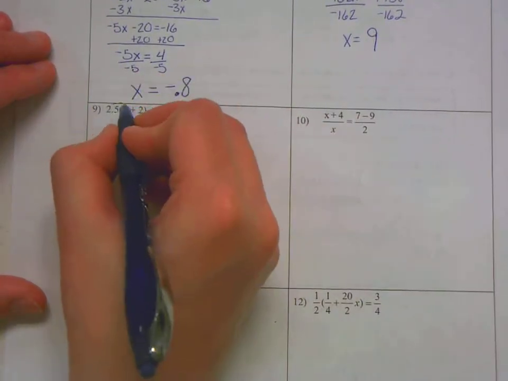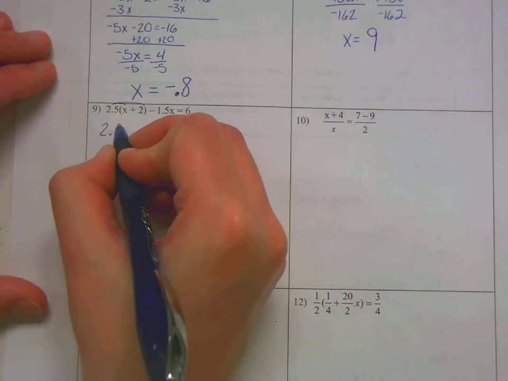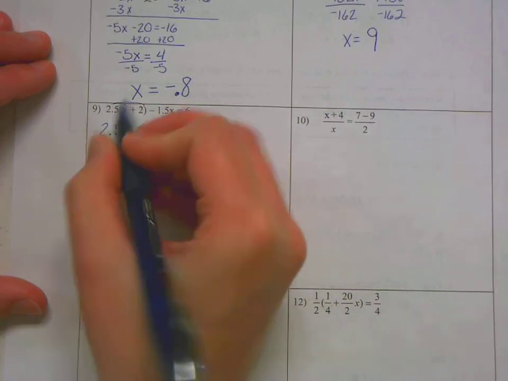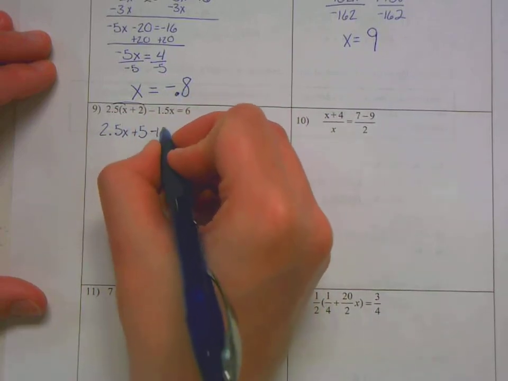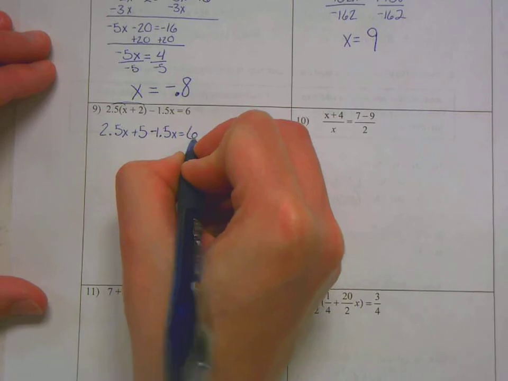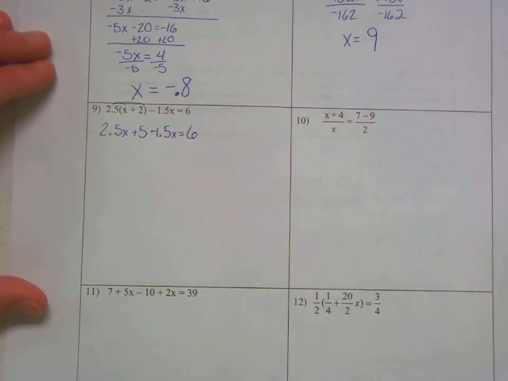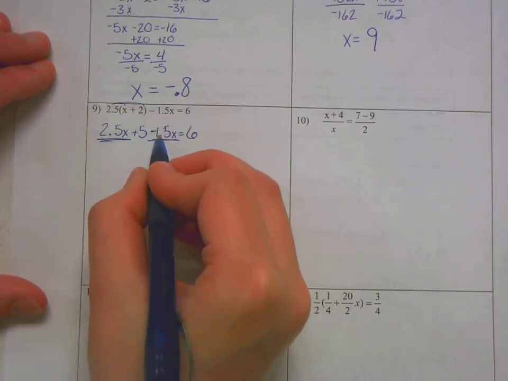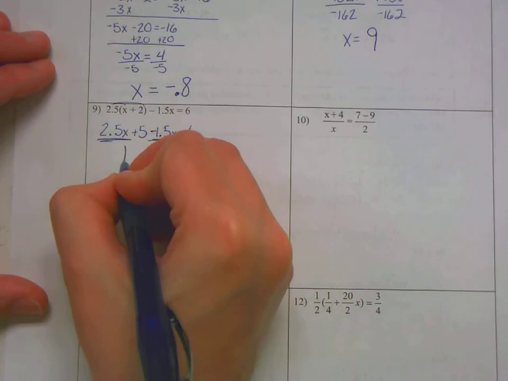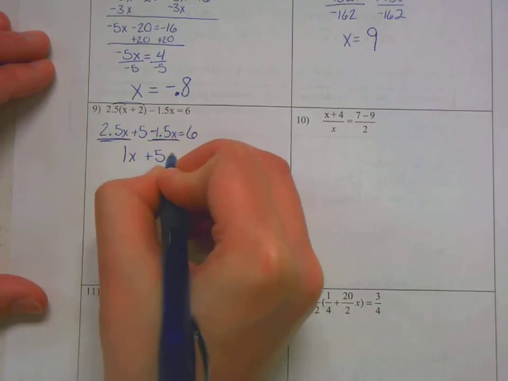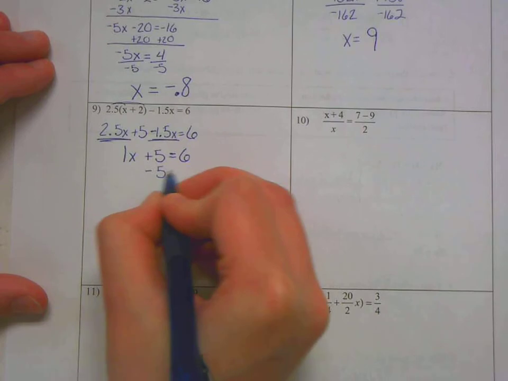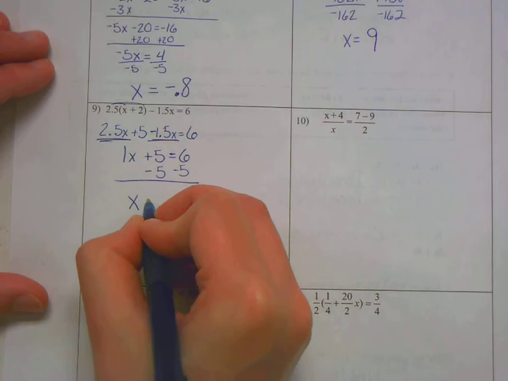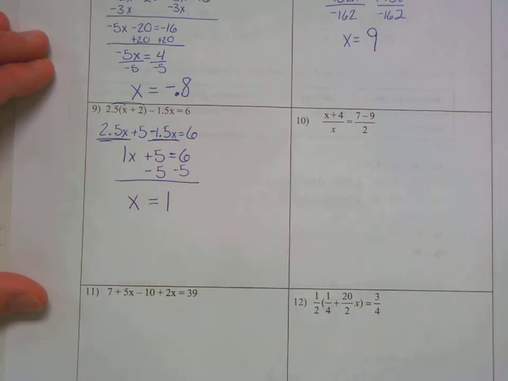Number 9, again, start by distributing. I get 2.5x plus 5, and I'm only distributing those two. This part after is not part of the parentheses, so that does not get multiplied. I have like terms in this question. On my left-hand side, there are 2 x terms, and 2.5 minus 1.5 is just 1. And then I'm going to move the whole number over to the other side. And 1x is the same as just x, so I can just leave that as x equals 1.